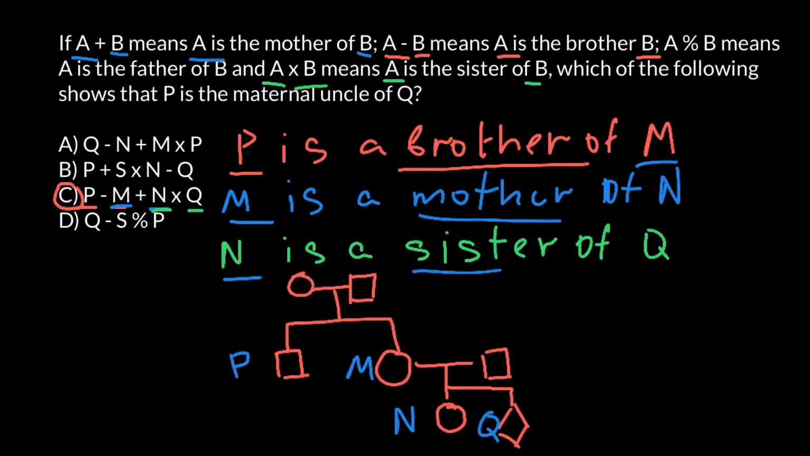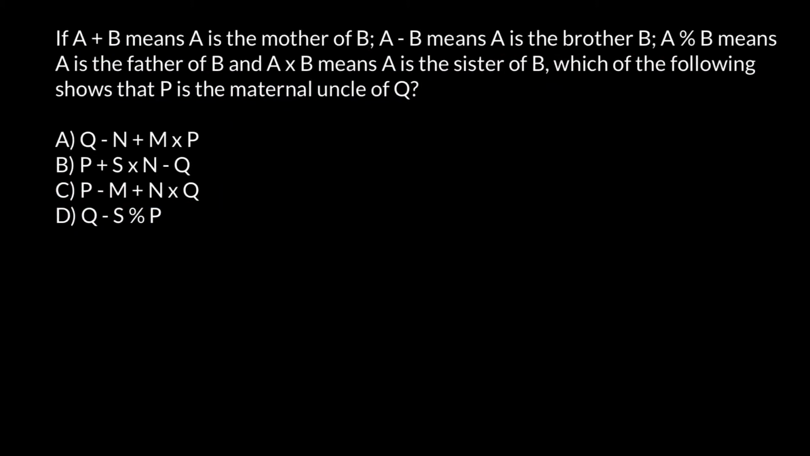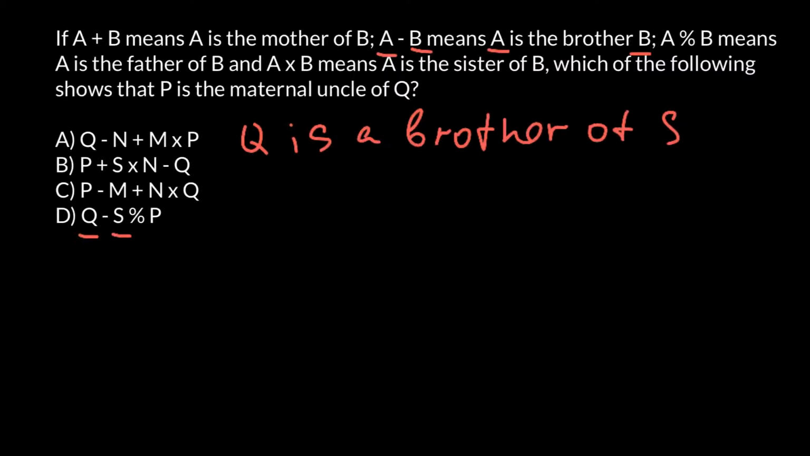But you probably also want to check answer D. Let's do it. Q minus S is the same as A minus B and means that A is a brother of B. In our case, Q is a brother of S. S times P means that A is a father of B. So S is a father of P.